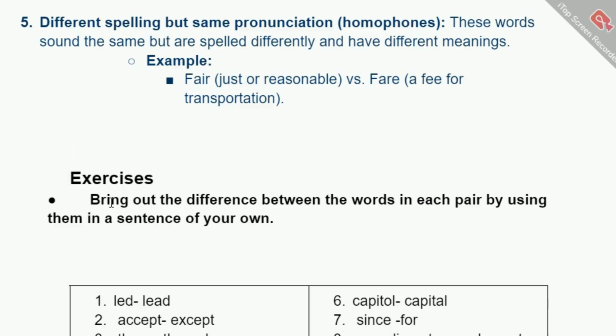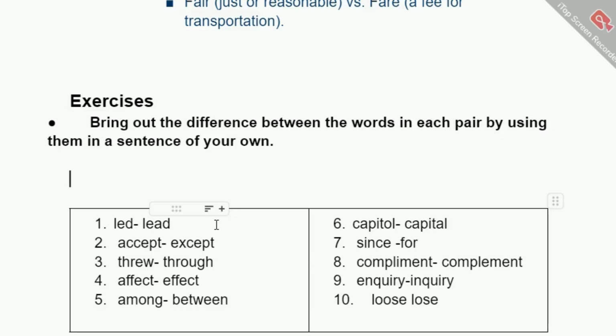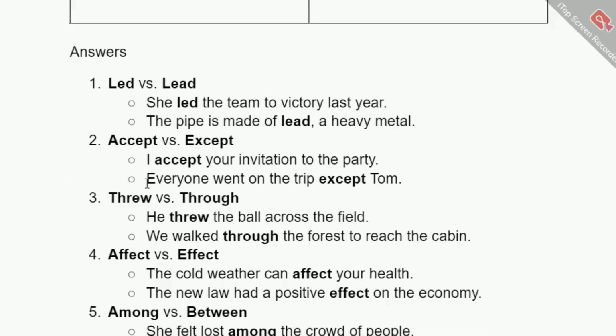Now let us discuss the textbook exercises from your degree 5th semester. Here we have the first exercise. Bring out the differences between the words in each pair by using them in a sentence of your own. From your exam point of view, you will get this type of question in the form of fill in the blanks. They will give you one sentence and in the brackets they will give you two options. Based on the context you have to choose the correct one. So here you can see I have used all these words in sentences.